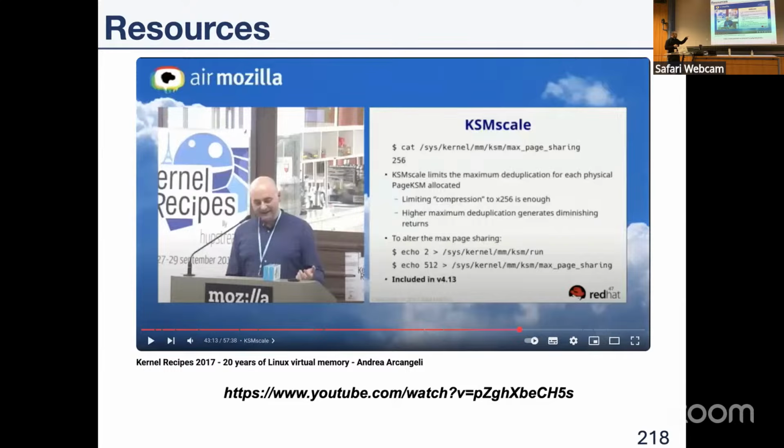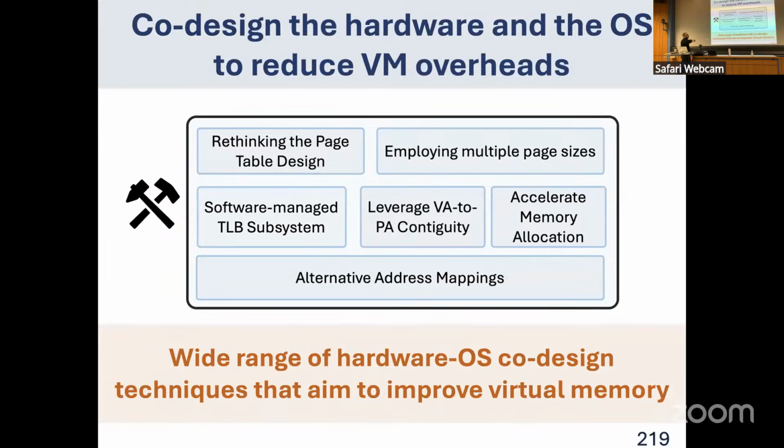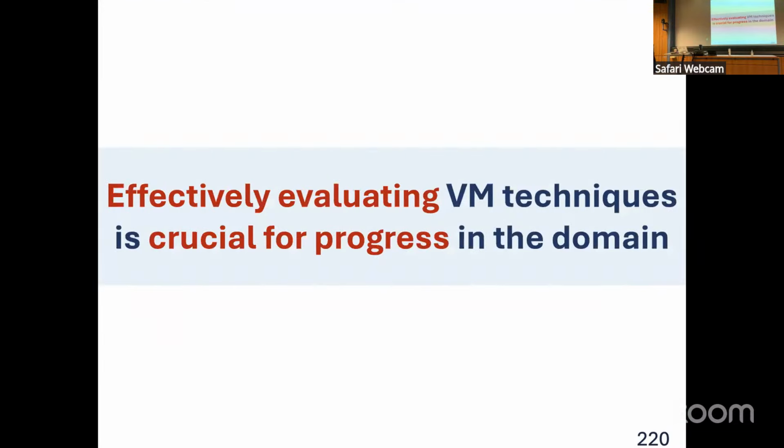And this is a very nice talk, which also helped me understand the process of dealing with bugs and dealing with design decisions, and how they came down to some specific choices when it comes to transparent huge pages. So as you understand, there are a wide range of hardware-operating system co-design techniques that aim to improve virtual memory. And effectively evaluating virtual memory techniques is very crucial for the progress of the domain.